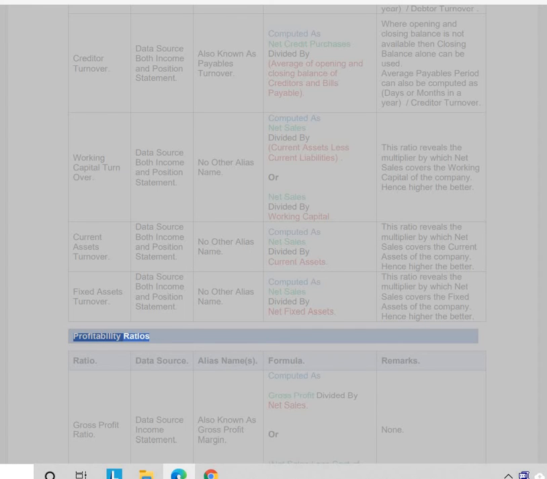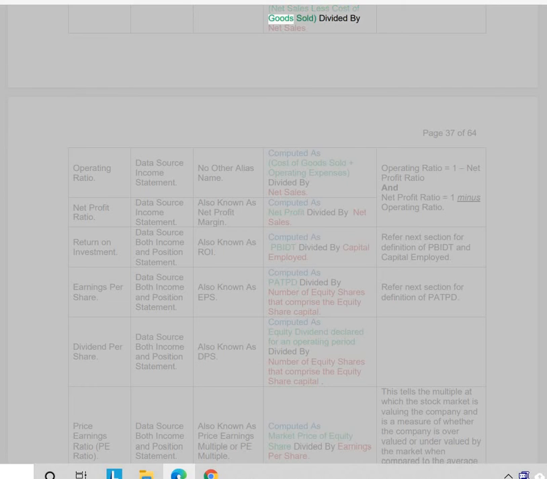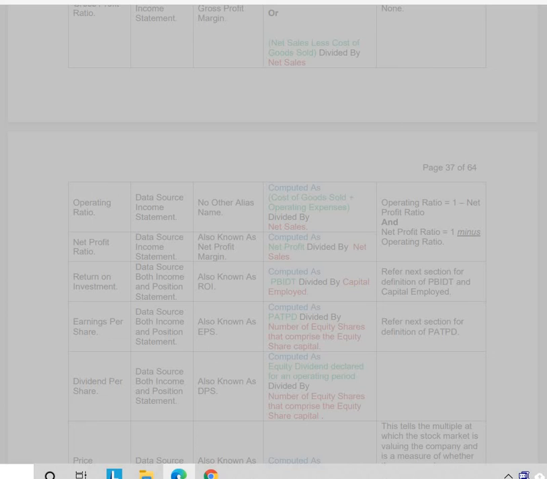Profitability ratios. Ratio. Data source. Alias names. Formula. Remarks. Gross profit ratio. Data source: income statement. Also known as gross profit margin. Computed as gross profit divided by net sales, or net sales less cost of goods sold divided by net sales. Remarks: none.